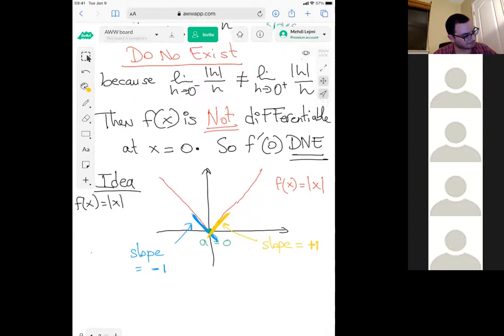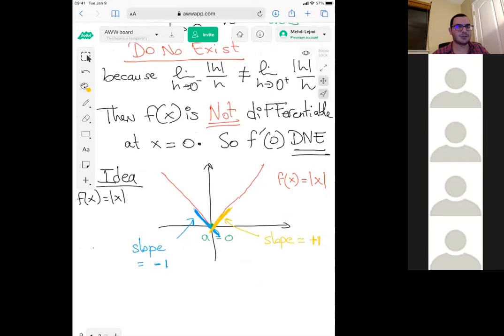So the idea is, whenever you have a corner in a graph, then it's not differentiable. So this is a general remark.